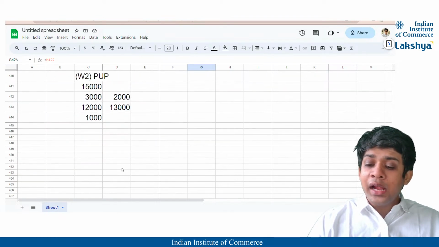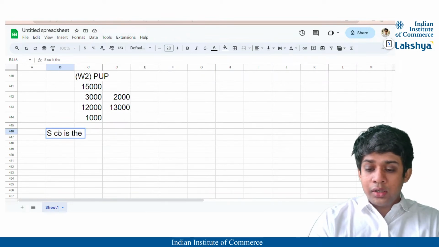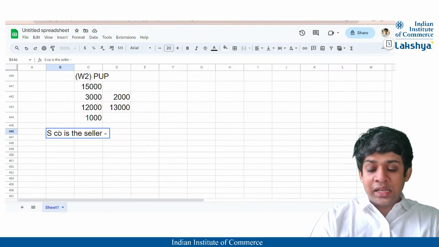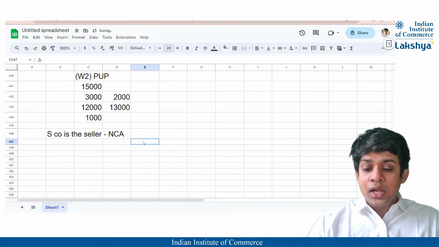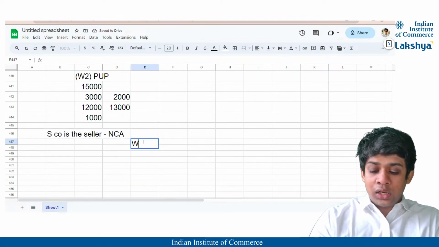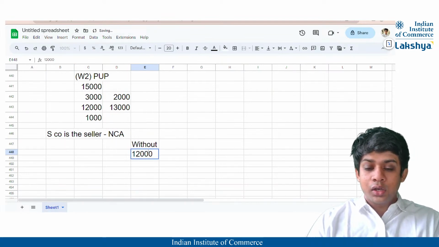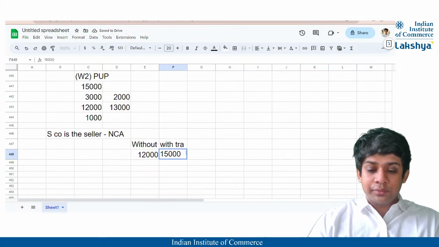Okay. Now, heading on to where the subsidiary company is the seller. Right? So, probably, if in case you haven't understood it earlier, maybe you'll understand it right now. So, if the subsidiary company is the seller of the non-current asset, right? Maybe the value of the non-current asset without transfer was probably 12,000. Okay. And with transfer, maybe say it was sold for 15,000.